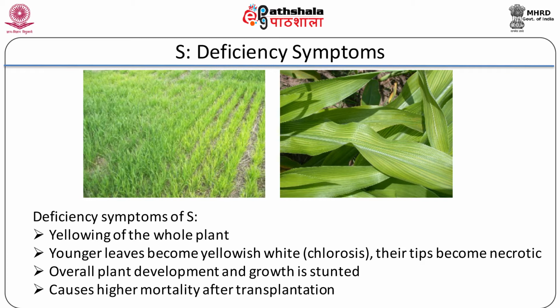Importantly, sulfur deficiency adversely affects the baking quality of wheat and yield of oilseed brassica species. It is also associated with increased susceptibility of crops to insect and fungal attack.